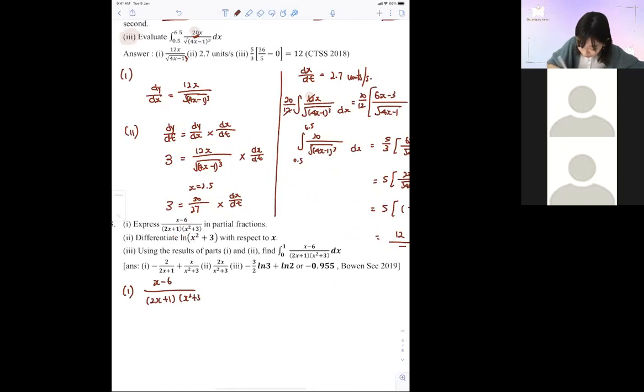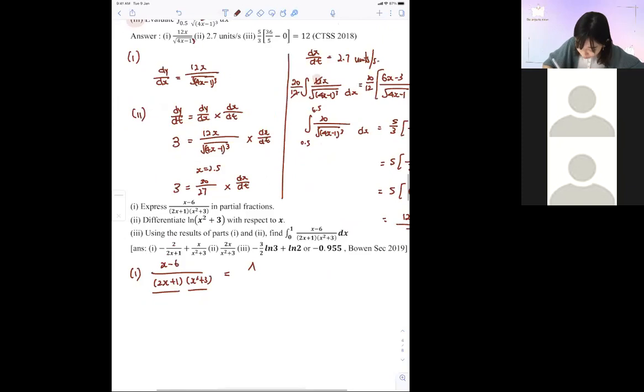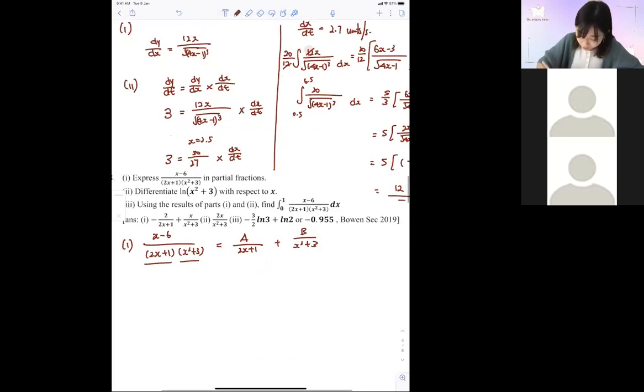When you do partial fraction, 2 brackets means 2 fractions. So a over 2x plus 1. Dylan, am I correct like that? No. Which part? It's only bx plus c. Very good.